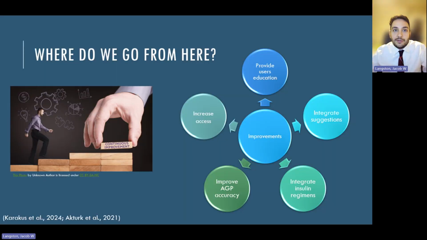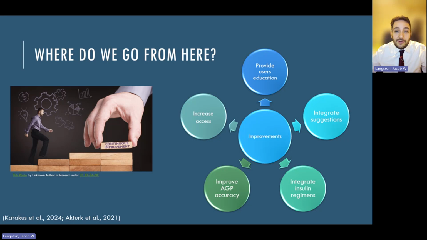So where do we go from here? There's clearly room for improvements. The biggest barrier is patient education. There's very little information within the app about what these numbers and trends represent. If I wasn't an educated nurse and long-term diabetic, I don't feel I could confidently make the same inferences that I've suggested through this presentation.